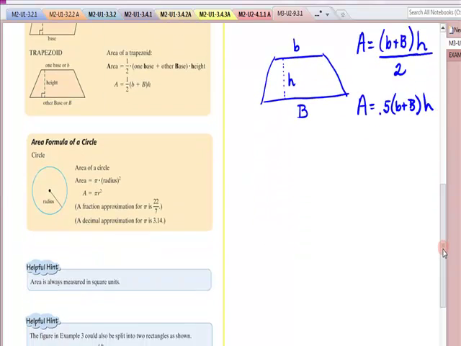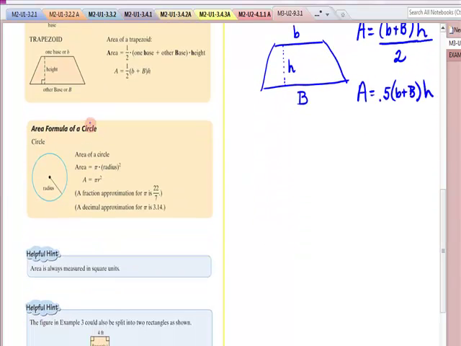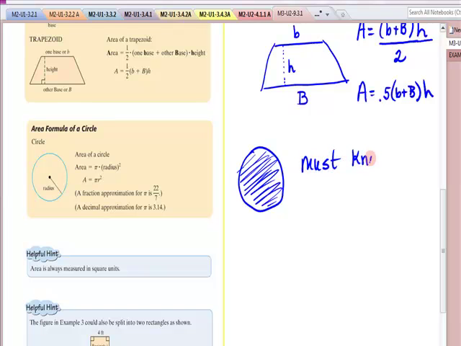Okay? Now, the last one that we're going to look at relates back to circles. But this is the area of a circle, not the circumference. So when I talk about the area of a circle, I'm talking about what it would take to cover it up, not the distance around it. When you're finding the area of a circle, there are not two formulas. There's only one. And you must know the radius. If you don't have the radius, you're going to have to chop that diameter in half to find it. You must have the radius.